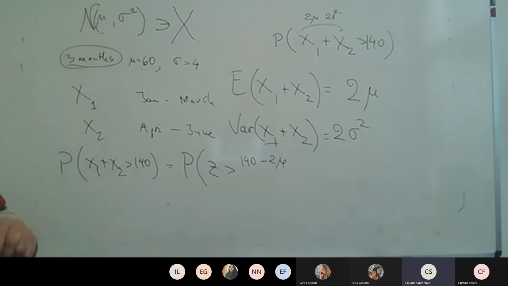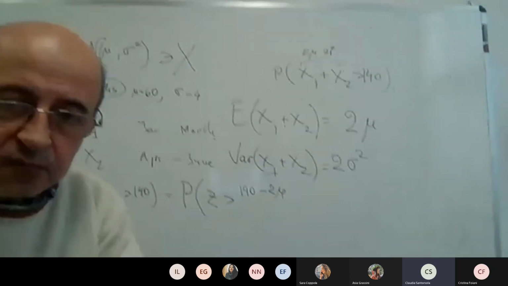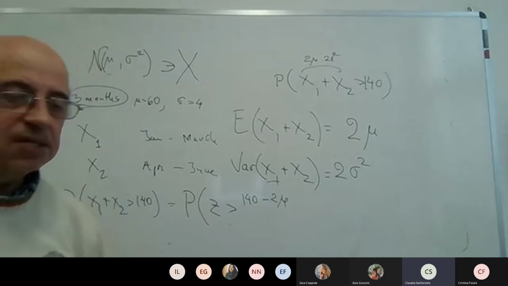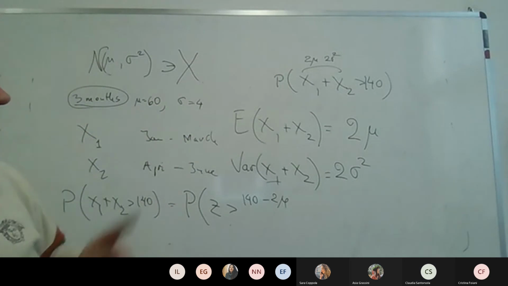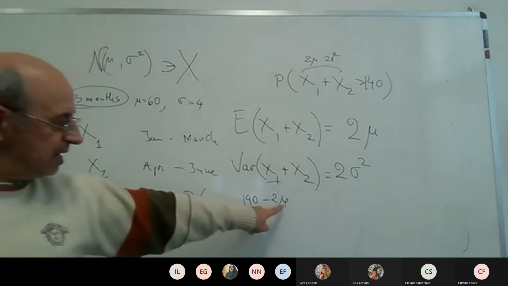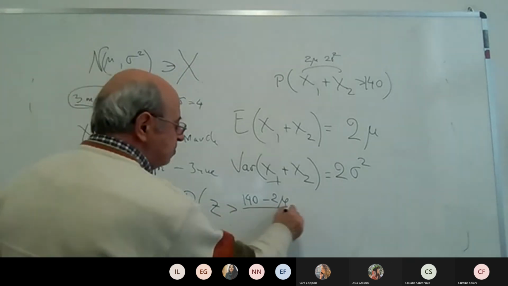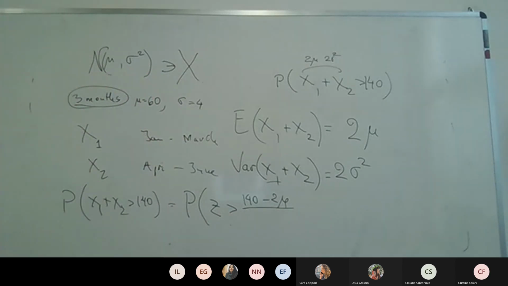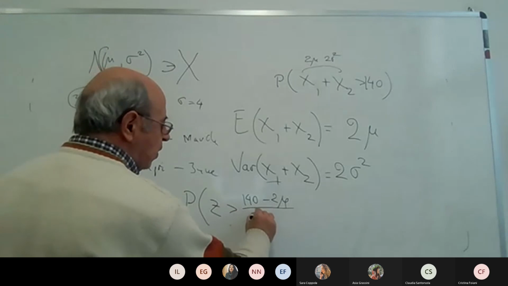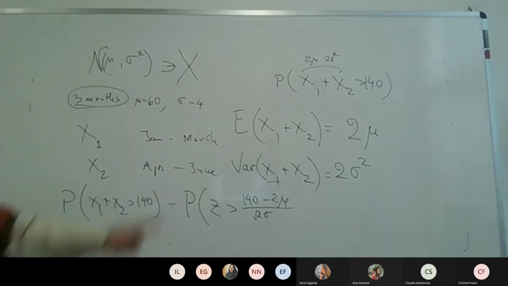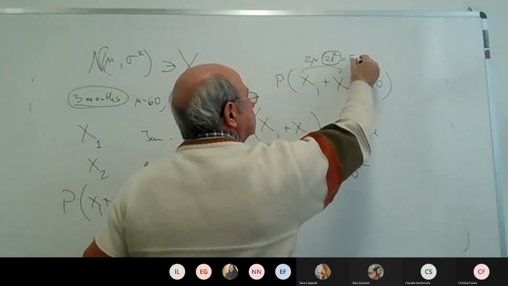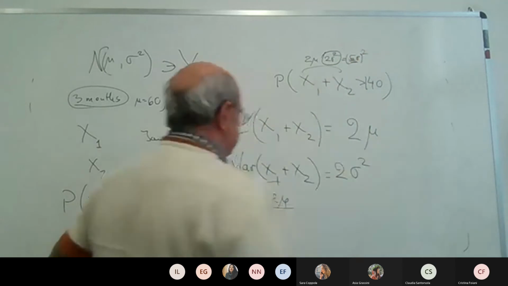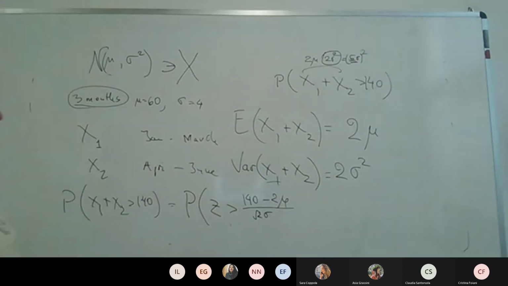Yes, please. x1 plus x2 has parameters 2 mu and 2 sigma square for the expectation and variance. So here I have to put 2 mu divided by sigma. Now sigma shall be the square root of 2 sigma square. So the new sigma is the square root of 2 times sigma.